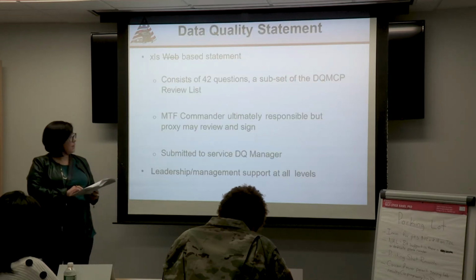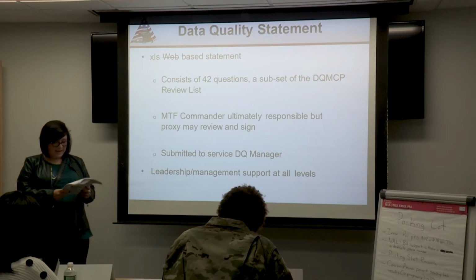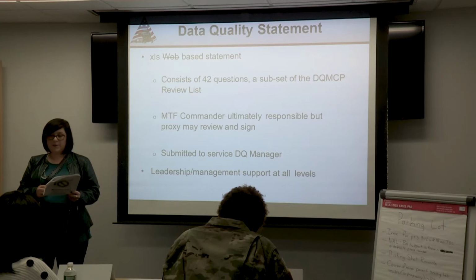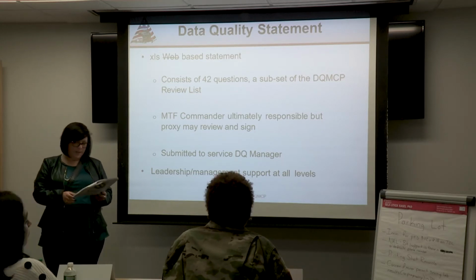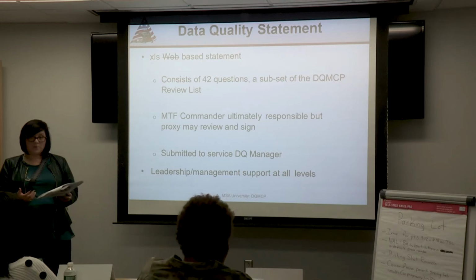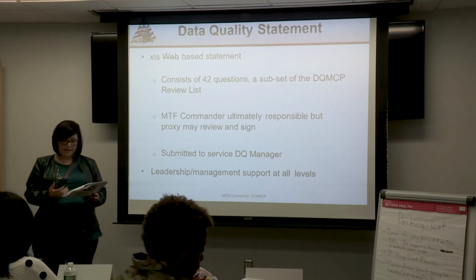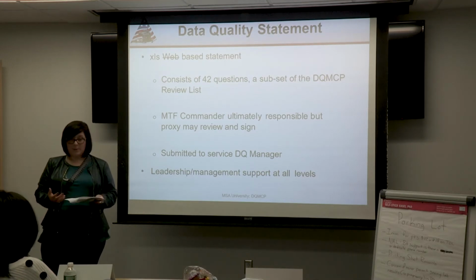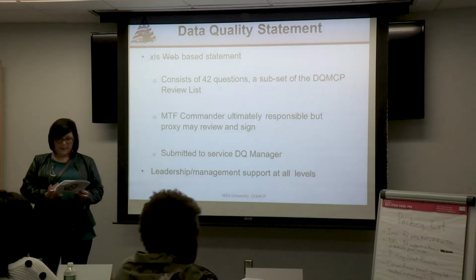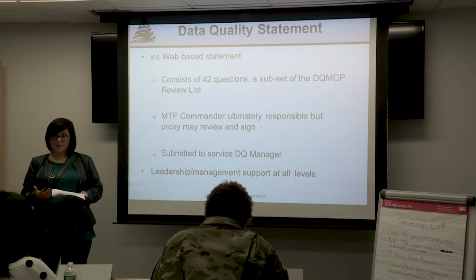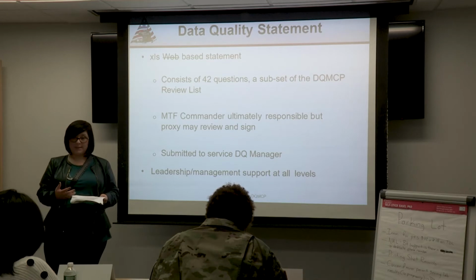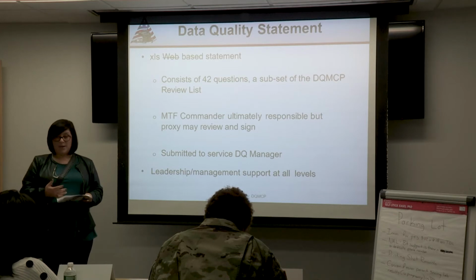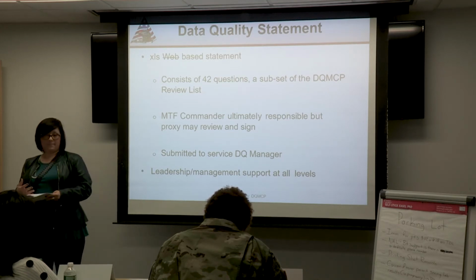Okay. Our DQ statement has 42 questions, which is a subset from the DQMCP review list. The DQMCP is our Data Quality Management Control Program. So ultimately our commander is responsible for reviewing that list and signing that list. So he's reporting this data to DHA and ultimately OTSG. He is basically signing responsibility for it, and he has to show on that review list if we're, say, red in certain metrics or amber in certain metrics, what our action plan is to improve that.